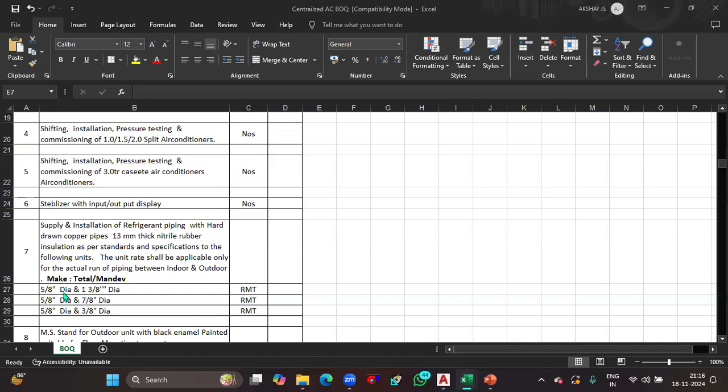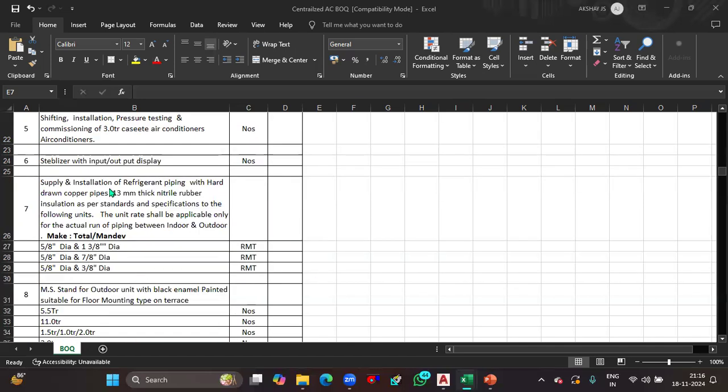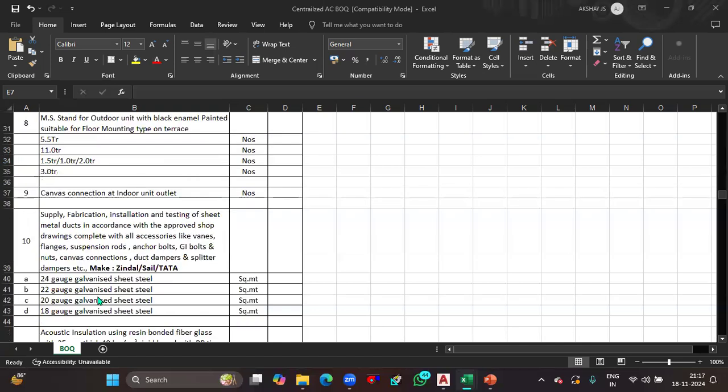Then you need to provide the size data. It has to be the suction pipe data and liquid line pipe data, and how much running meter length of pipe is required for the entire connection. And similarly, the supporting for the outdoor unit, floor mounted stand, floor mounting type on terrace, which is meant to be the MS stand. You will be providing for the ODUs now. That's it. And the canvas connection unit.